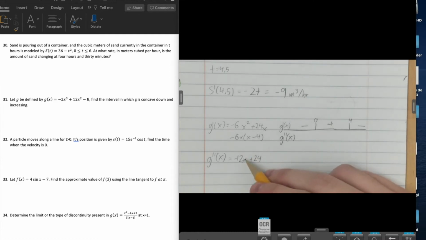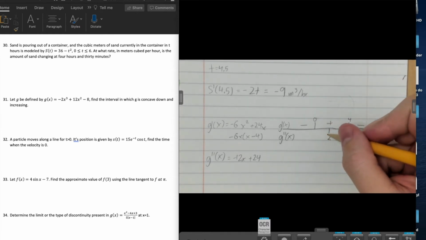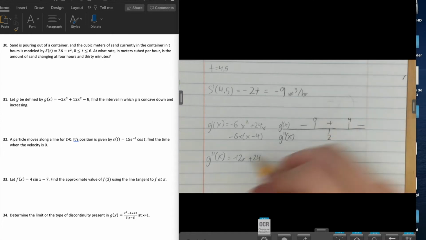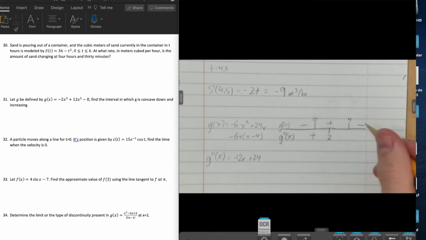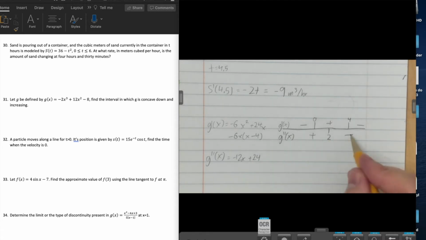So g double prime, if you kind of factor this or look at it, you'll notice that it's 0 at 2. And to the left of 2, if you plug in something like 0, we'll get a positive for g double prime. And afterwards, we'll get a negative if we plug in something like 3, 4, 5, or 6, or 7, and so on and so forth.